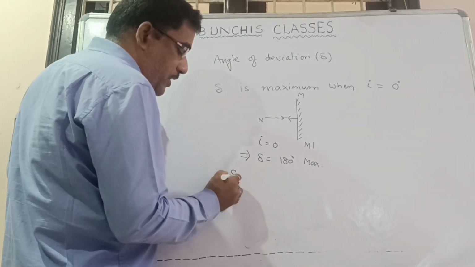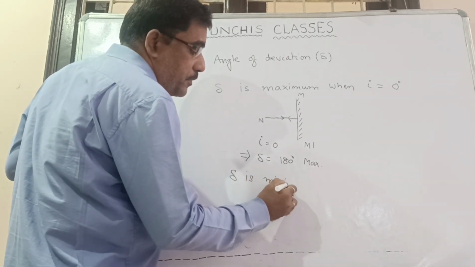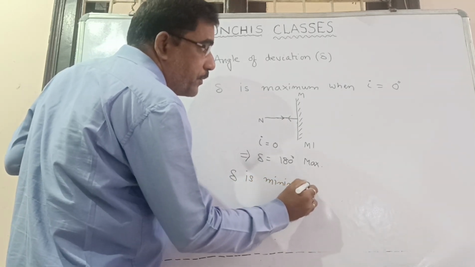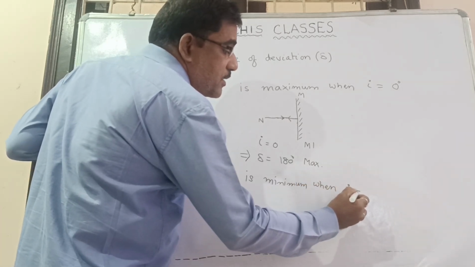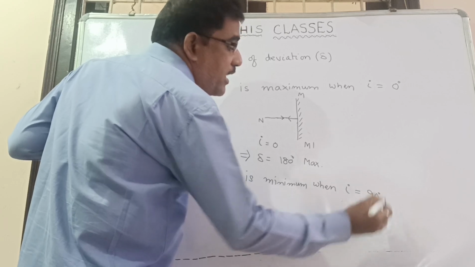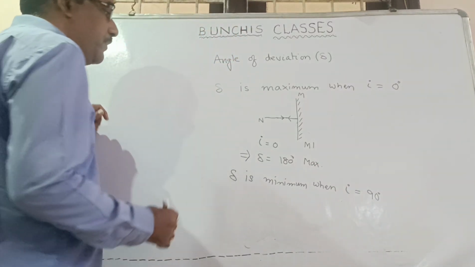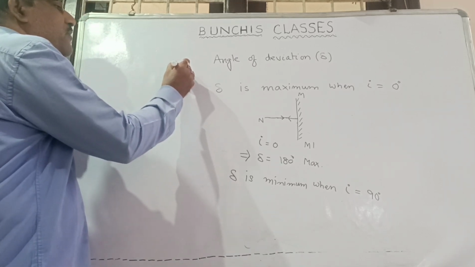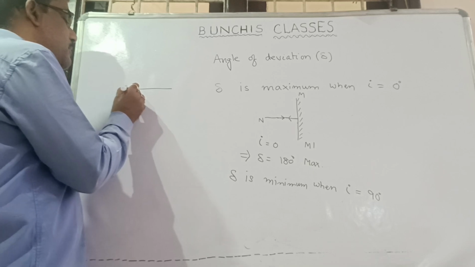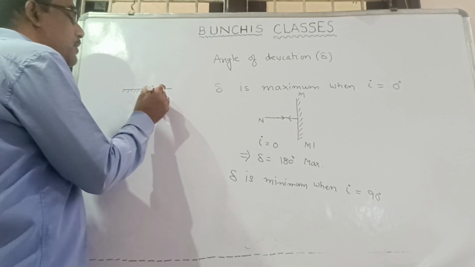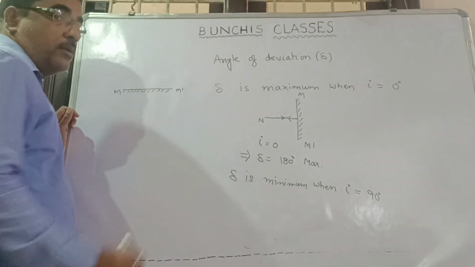Next case, delta is minimum when angle of incidence is equal to 90 degrees. That is when incident ray is grazing the mirror surface. Then let us see this. This is mirror, M dash is the mirror.